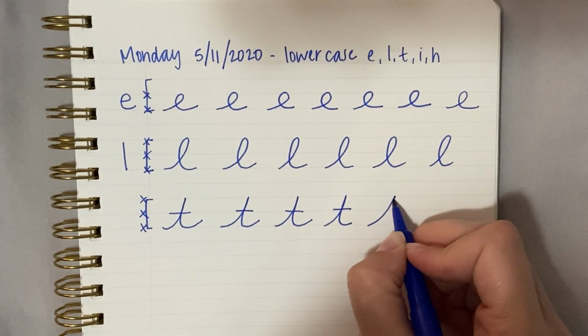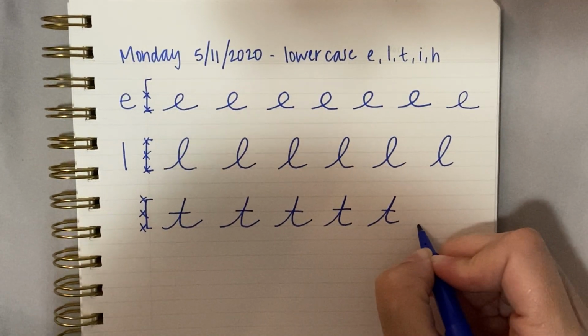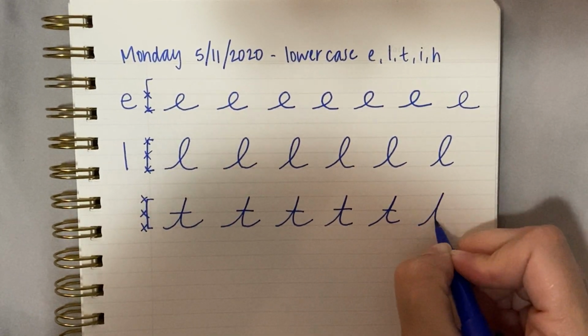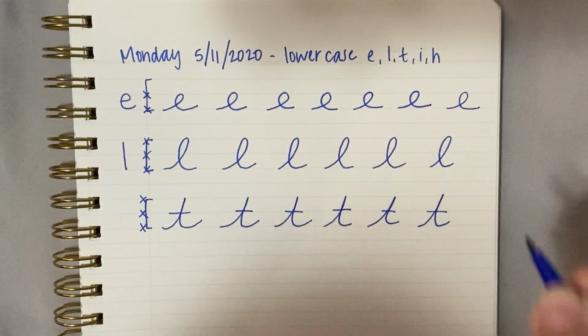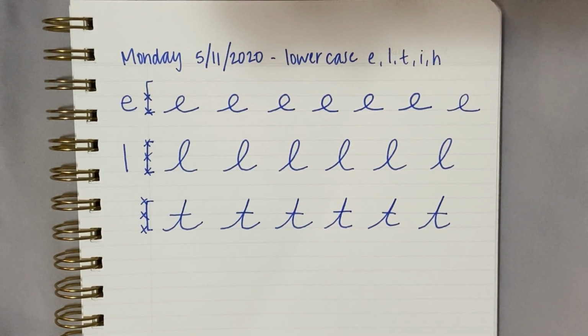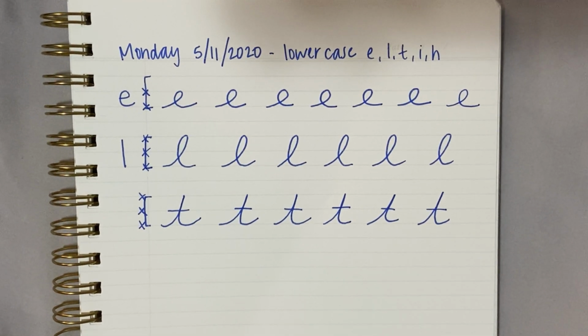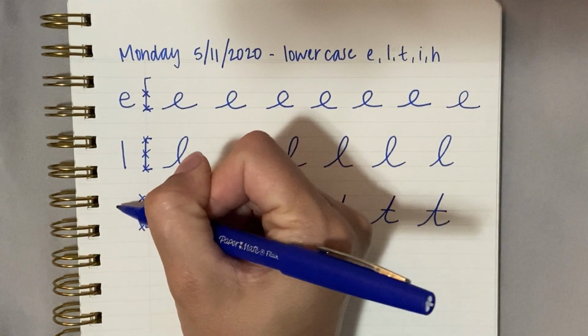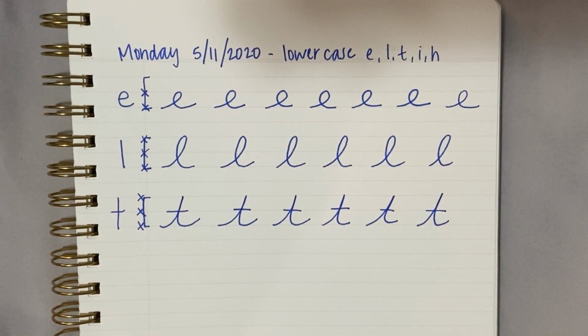Now the reason why we have an exit stroke is because our exit stroke is what is going to connect into the next letter, because in cursive, you don't pick up your pencil after every letter like we're used to. You actually have to connect your letters together, so you pick up your pencil less frequently. Okay, so that's T. Pretty simple. We're starting off with some pretty easy letters just to get us in the hang of it.